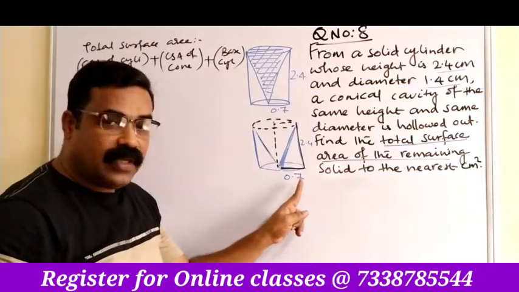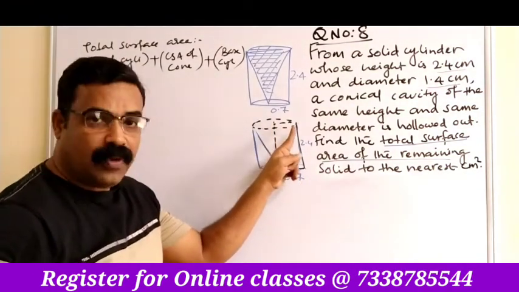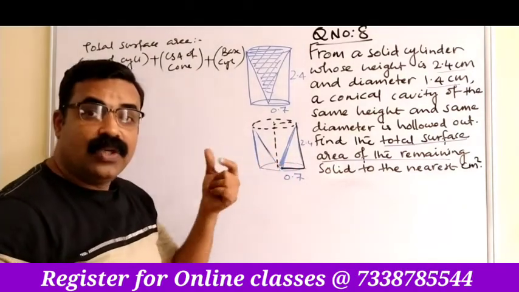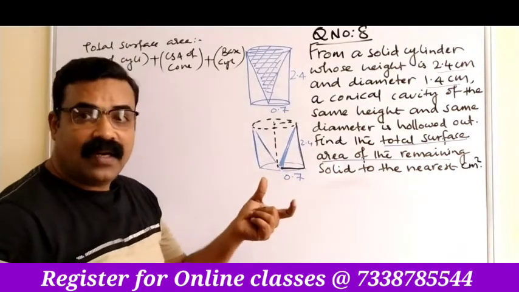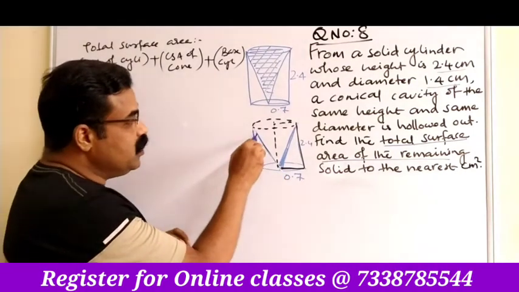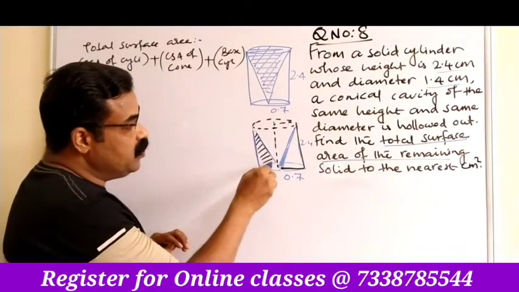Radius is equal to 0.7, so here also we will take 0.7. Using this, you need to find out the total surface area of the remaining solid. So this is your remaining solid, students. This is your remaining solid.